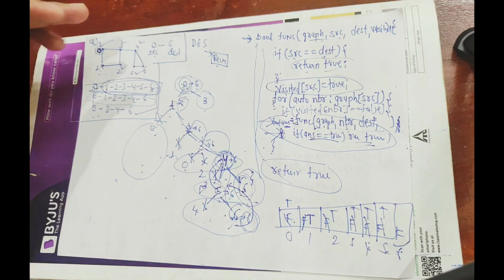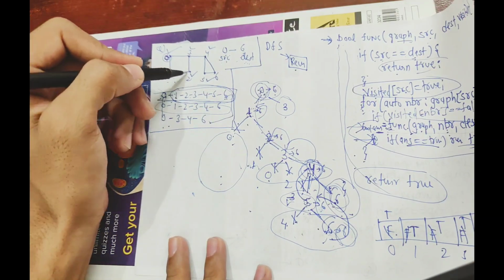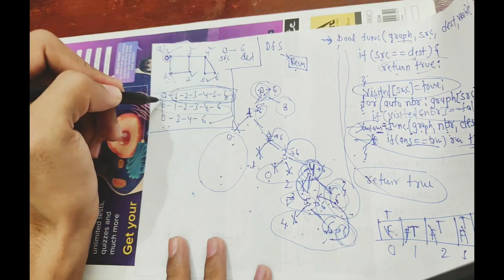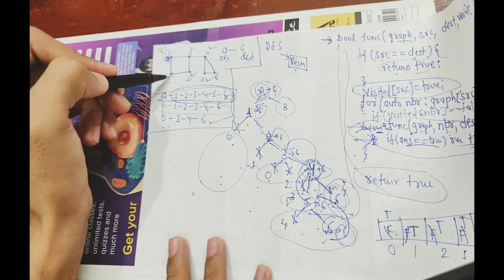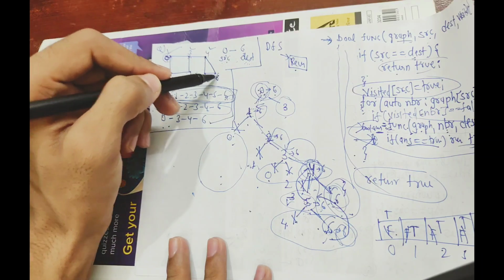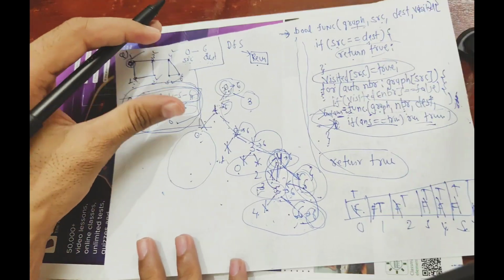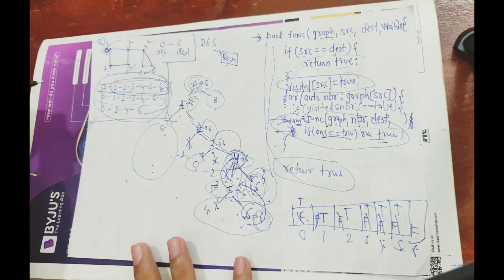Looking at this example, there is a path 0, 1, 2, 3, 4, 5, 6. So this is path 1. And path 2 is 0, 1, 2, 3, 4 and 6. Path 3 is 0, 3, 4, 6. If we want to find all these paths, then how can we write the code?